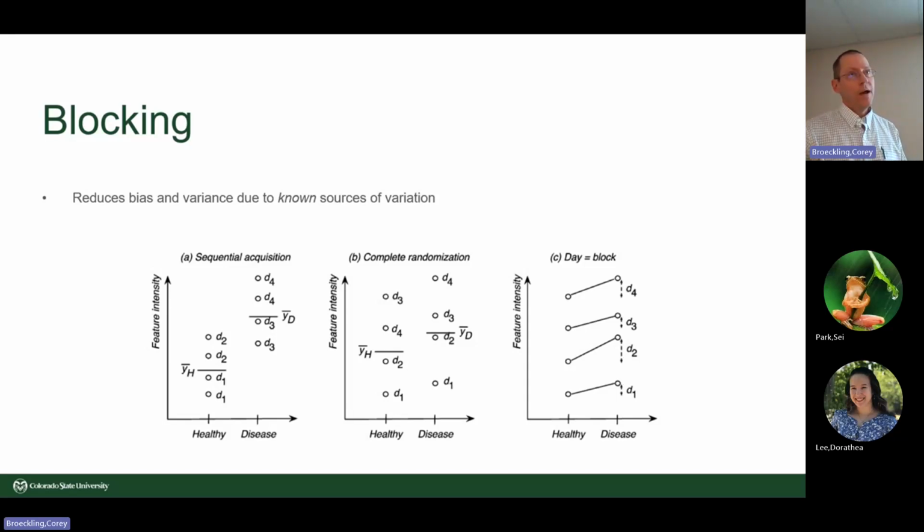And now when you have implemented such a design, you can actually account for the day effect by saying day 1 on average is low, much lower than day 2. Day 2 is much lower than day 3. Day 3 is much lower than day 4. And then you can sort of normalize that away in your statistical model. You can account for that in your statistical model to give you the sensitivity to detect that increase between healthy and disease on each day.